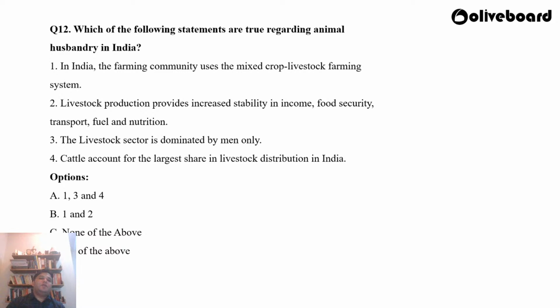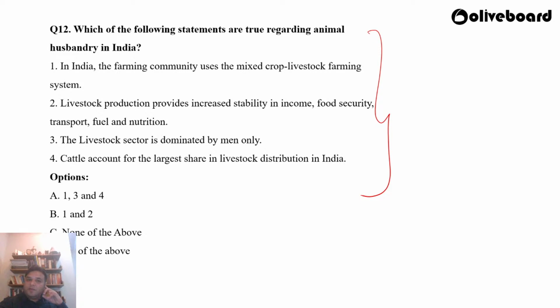Question number 12. Which of the following statements are true regarding animal husbandry in India? First, in India, the farming community uses the mixed crop livestock farming system. Second, livestock production provides increased stability in income, food security, transport, fuel and nutrition. Third, the livestock sector is dominated by men only. Fourth, cattle account for the largest share in livestock distribution in India. What do you think is the correct answer? Look at these statements carefully. You can come out with the right answer.